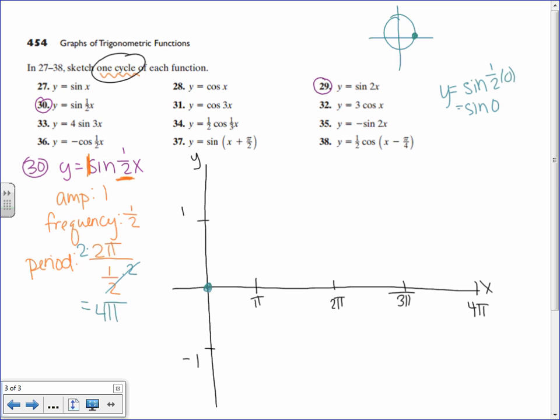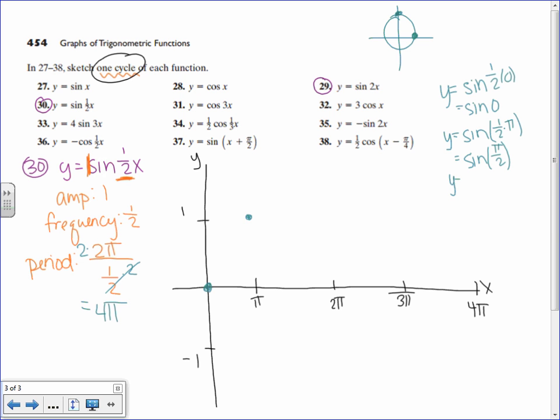Next, I will do pi. So that's the sine of pi over 2, which we know is 1. So at pi, when I plug in pi, I've got the sine of pi over 2. Sine of pi over 2 is up here, 90 degrees. Sine is the y value. The y value at 90 is 1. So I'm going to be up here at 1.